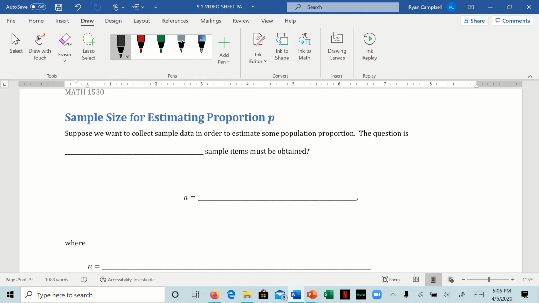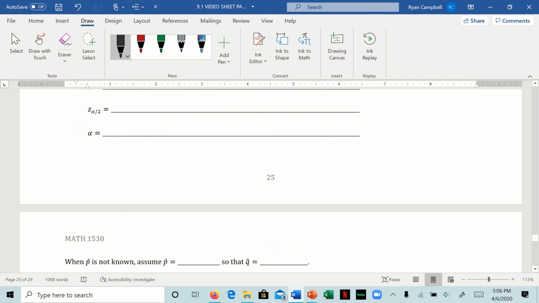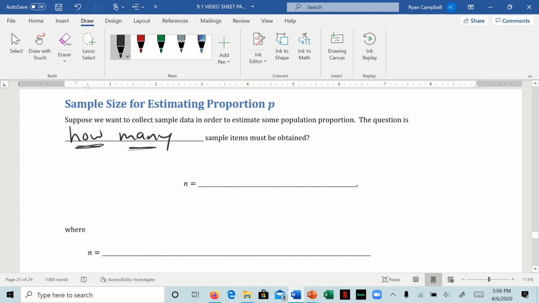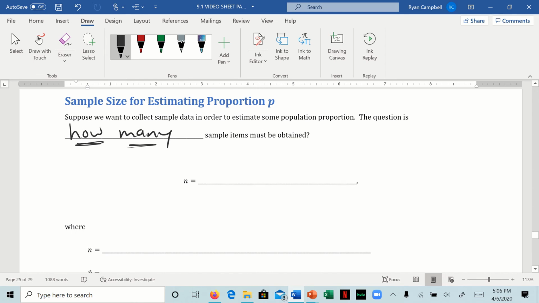So a question that you may see is either find the sample size, or you could see the words how many, right? How many is an indicator that, oh, I need to be doing the sample size formula. And unfortunately, we do need to know the formula. You don't have to memorize it. I will give you the formula, but you definitely need to know how to use it.